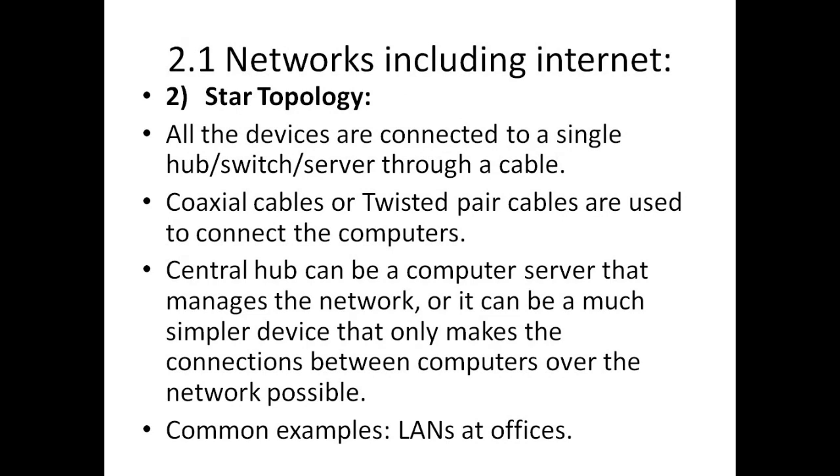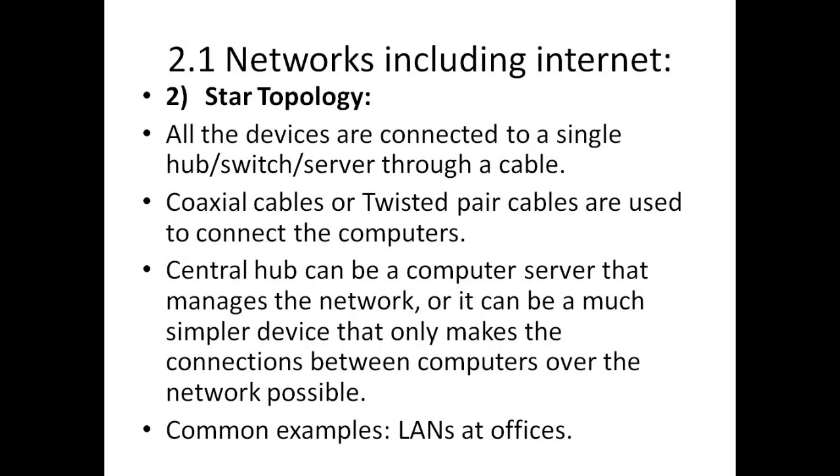Next, we have the star topology. In a star topology, all the devices are connected to a single hub, switch or server through a separate cable. Again, coaxial cable or twisted pair cables are used to connect the computers. Coaxial cable is not very common for this, however twisted pair is. The central hub can be a computer server that manages the network, or it can be a much simpler device that only makes the connections between computers over the network possible.